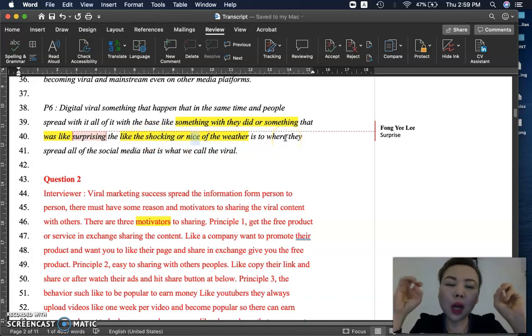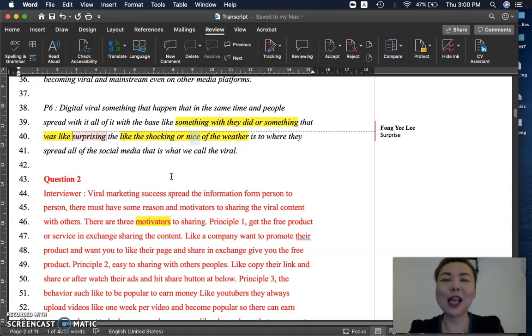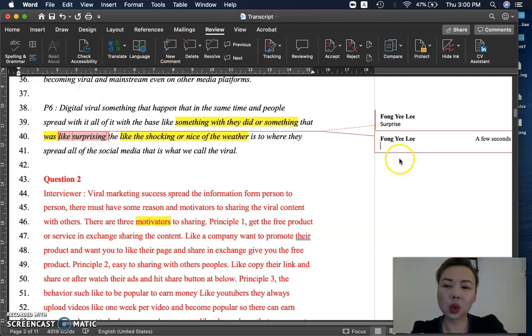So here you already spotted a few main concepts. Okay, so here is something that evokes emotions, emotions that people feel that wow, this is something really shocking, this is something very surprising, this is something very, very nice. It's nice for me to share with the friends and family. So in this statement, you actually can find surprising. You can highlight this and go to your review and insert new comment. So you say this is an emotion evoked, and the emotion evoked will be surprise. This is how you actually code.